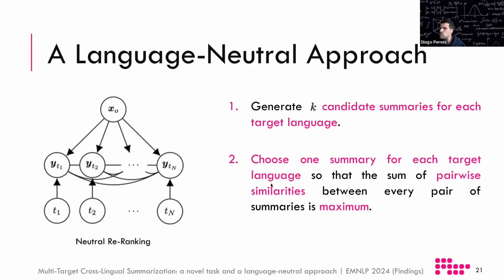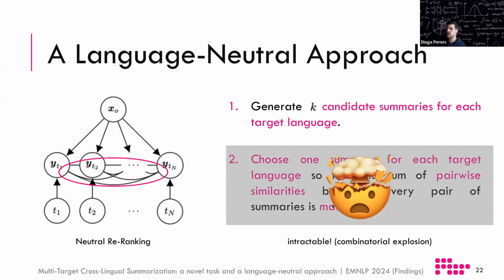And then we would like to choose one summary for each target language so that the sum of the pairwise similarities between every pair of summaries is maximum. The problem is that this choice is a combinatorial problem that is basically intractable. So it grows exponentially with the number of candidate summaries that you have. So basically, it grows exponentially with k.